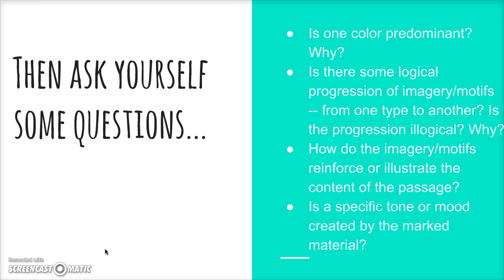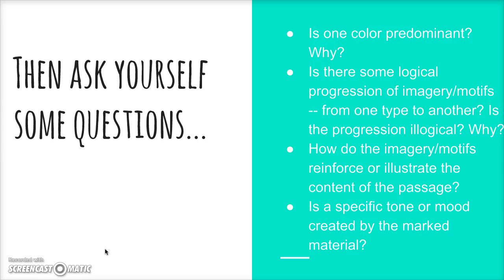So when you're done color marking, you found all of the patterns you can possibly find in the whole poem. Then ask yourself some questions. Is one color predominant? If so, why might that be?